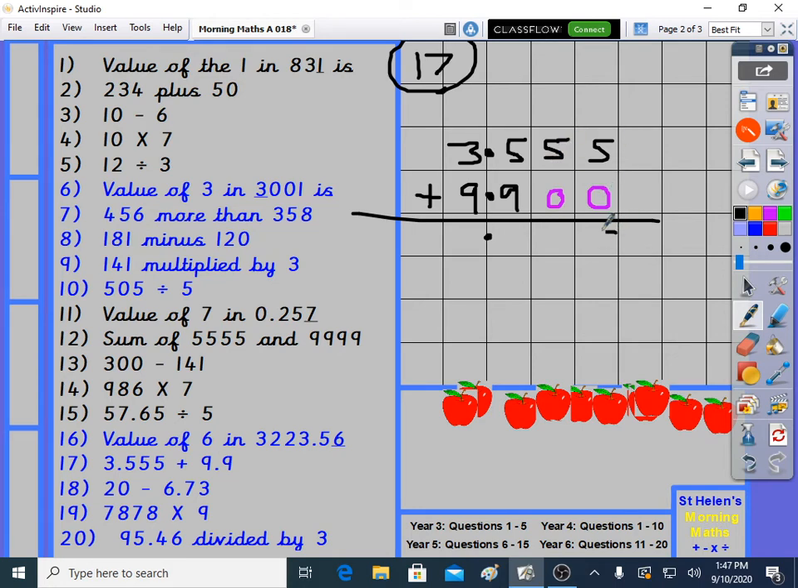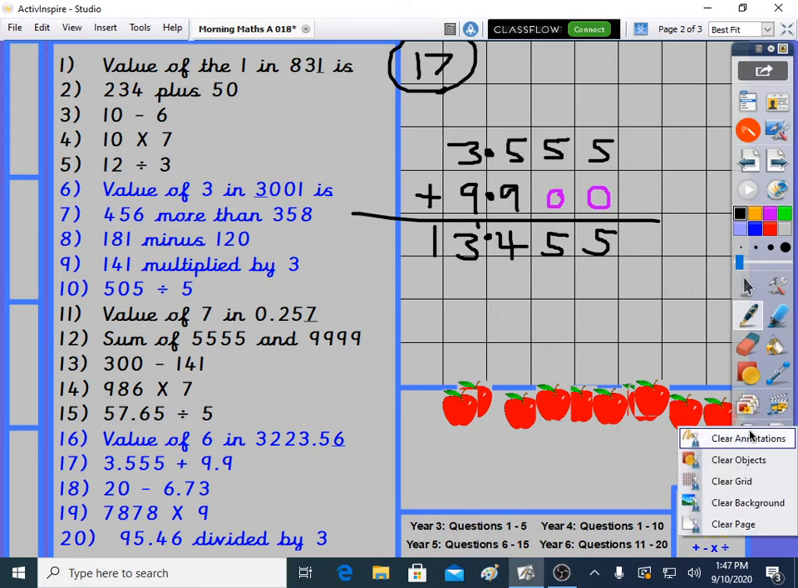5 plus 0 is 5. 5 plus 0 is 5. So you can see if they weren't there, it wouldn't matter in this case. These particular zeros don't matter. Other zeros are really important. But after the decimal point and at the end of the number, they're not important. 5 plus 9 is 14. 3 plus 9 is 12, plus 1 is 13. Does that make sense? 3 and a bit plus 9 and a bit would be 12 and a bit, but it's 13 and a bit because of the carried one. So we get 13.455.